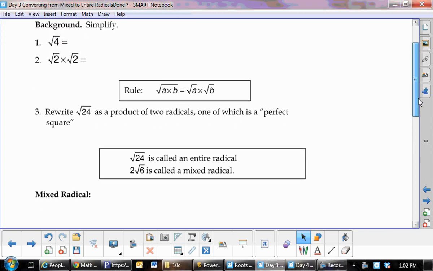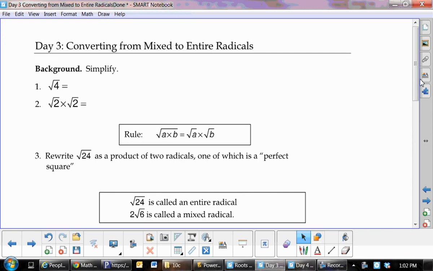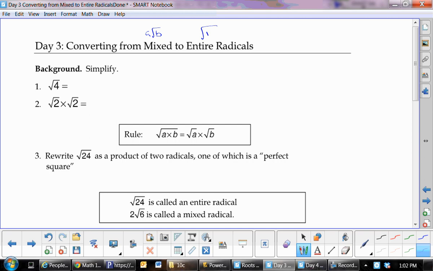Okay, today we're going to be dealing with day 3 and day 4. We're going to go from mixed to entire radicals and entire radicals to mixed. Even by the title, a mixed radical would look like this: A root B, a number on the outside and something on the inside. An entire radical would just be like root C. I'm going to show you how to make mixed radicals and entire radicals.